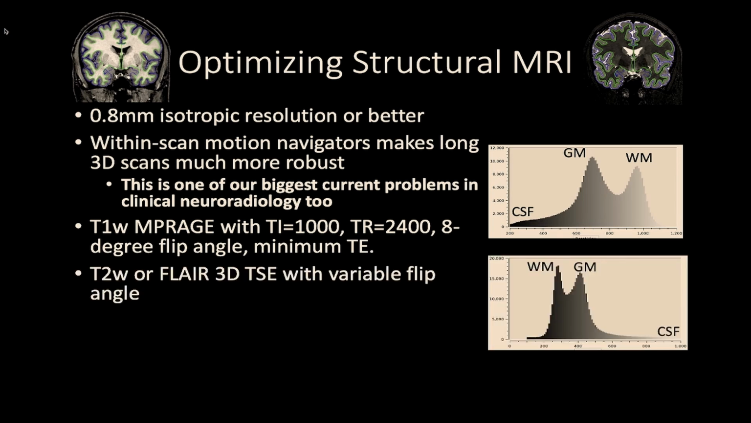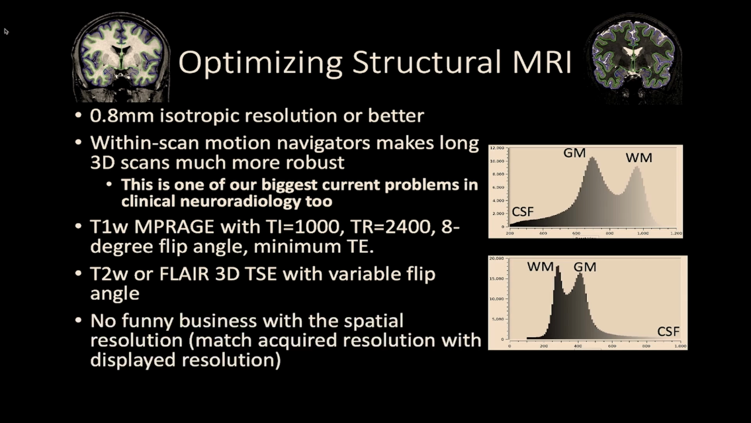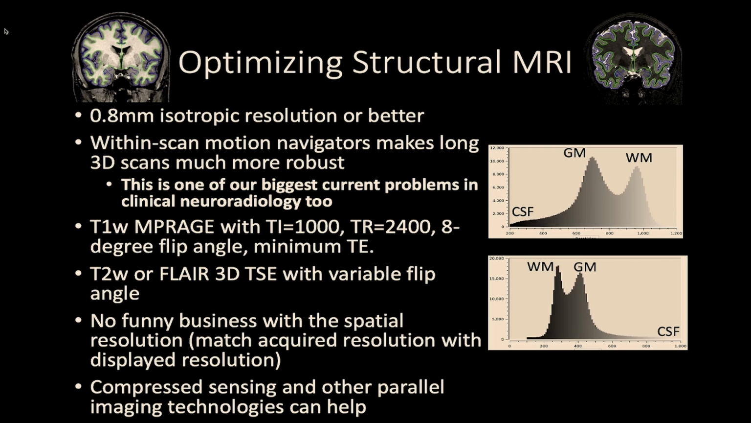For T2 or FLAIR, you use a variable flip angle, and here our CSF is a little further away in this particular example. And then, as I said before, you've got to check that the vendors aren't fooling you. They like to say, we're going to acquire the resolution at 0.8 isotropic, but really in the slice plane, they're getting it at 1.4 or something like that. So you have to make sure you're actually getting full resolution.